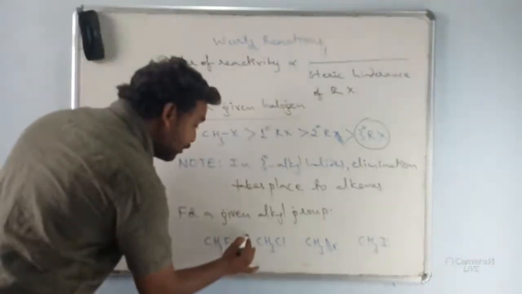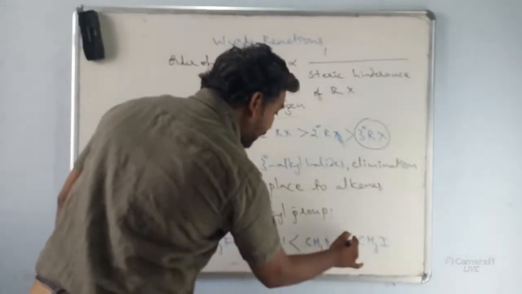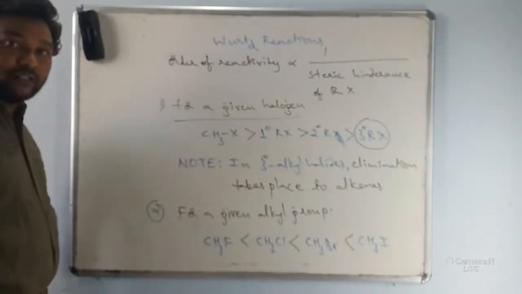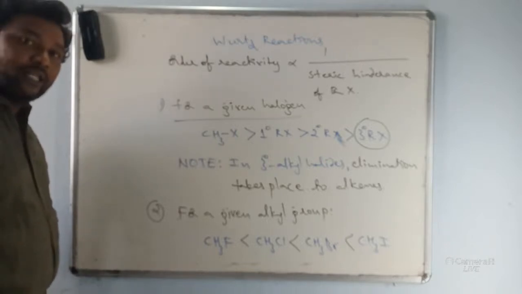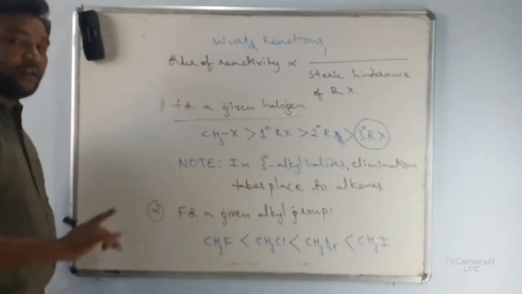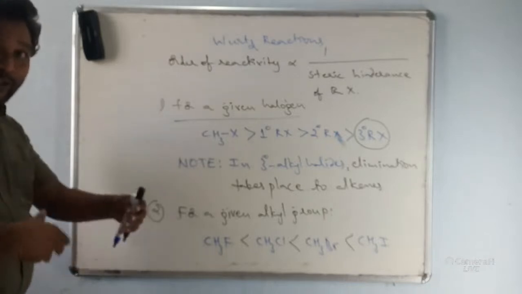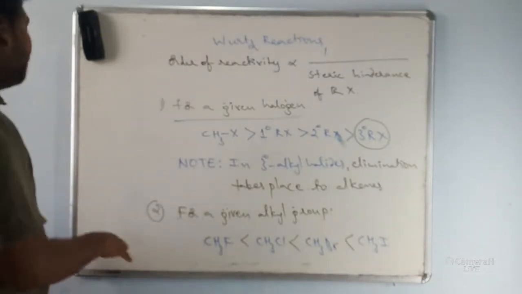That depends upon the bond dissociation enthalpy, and it increases in this way. From methyl chloride to methyl iodide, the reactivity order increases. Clear? Understood? Right. So take a screenshot of this. These are some important things to know about the Wurtz reaction. Some more things are there, very important for competitive exams. Everyone must know these things.